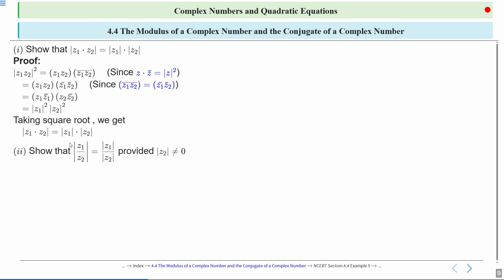Now let's show that modulus of z1 divided by z2 equals modulus of z1 divided by modulus of z2, provided modulus of z2 is not equal to 0.